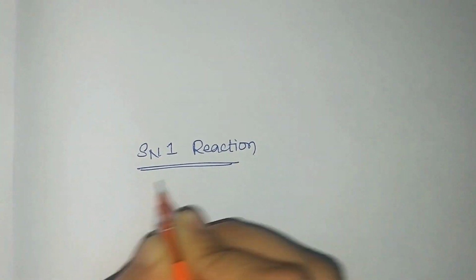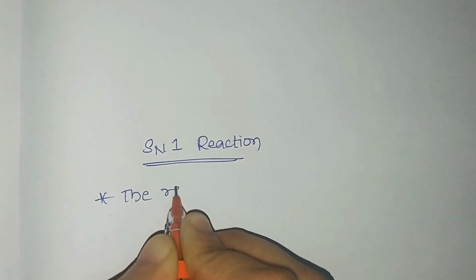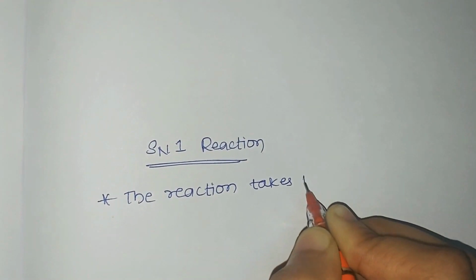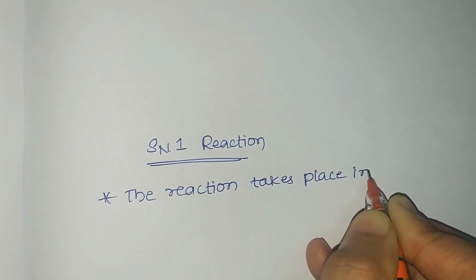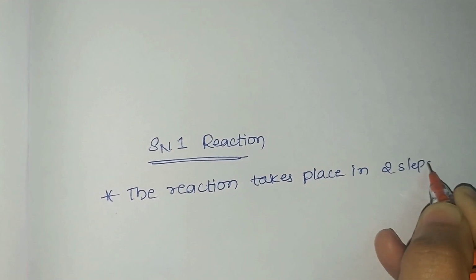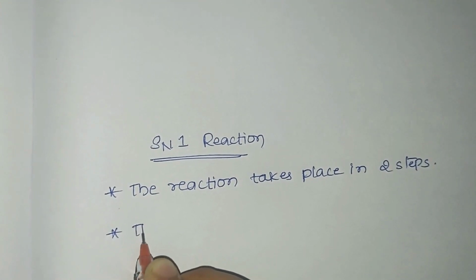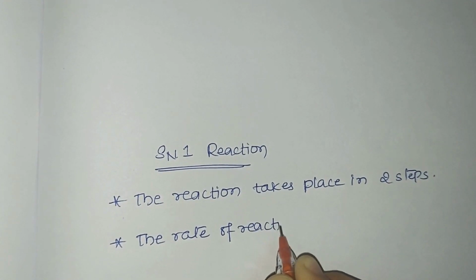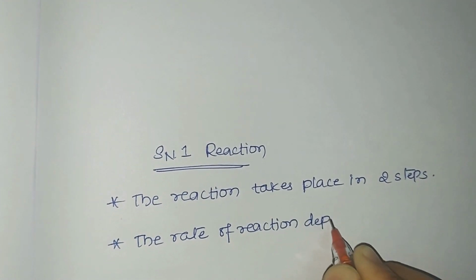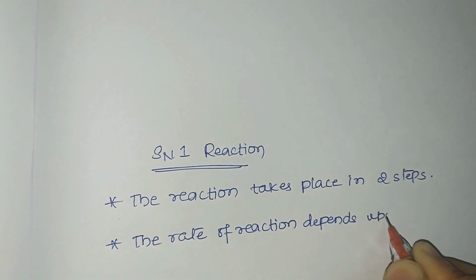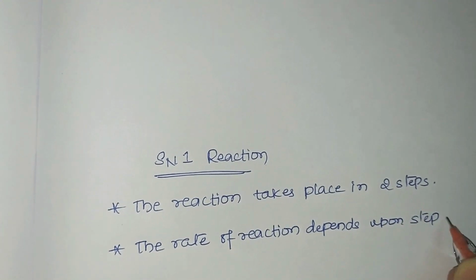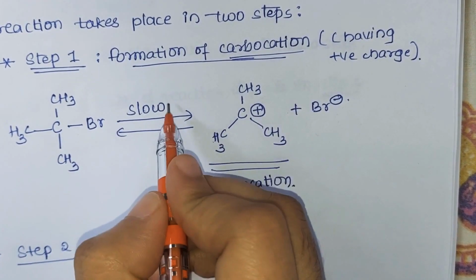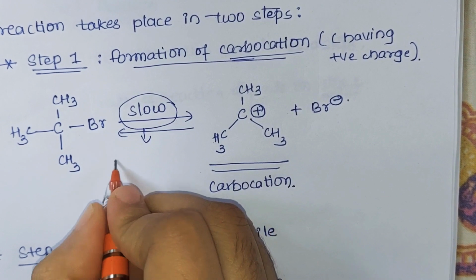Let us summarize what we have discussed in the SN1 reaction. As discussed earlier, if it is SN2, the reaction takes place in a single step, and the rate of the reaction depends on that step itself. If it is SN1, the reaction takes place in two steps, so the rate of the reaction depends upon the first step, that is a slow step.